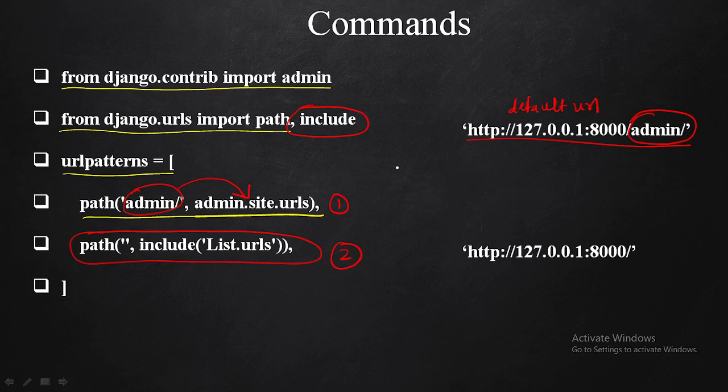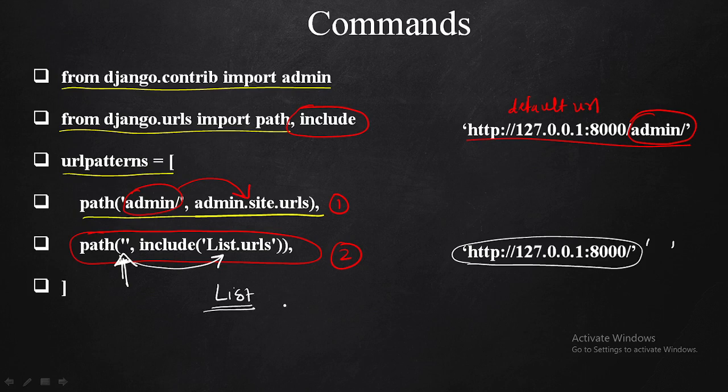And when the user enters only the default URL, so here after this there is an empty string, means this one. Then it should be redirected to list.urls, means inside the app folder, inside the list folder, there is a urls.py file. To that file it should be redirected. Right now this file is not there. We have to create it, after this we will discuss. So this is the meaning of this line.